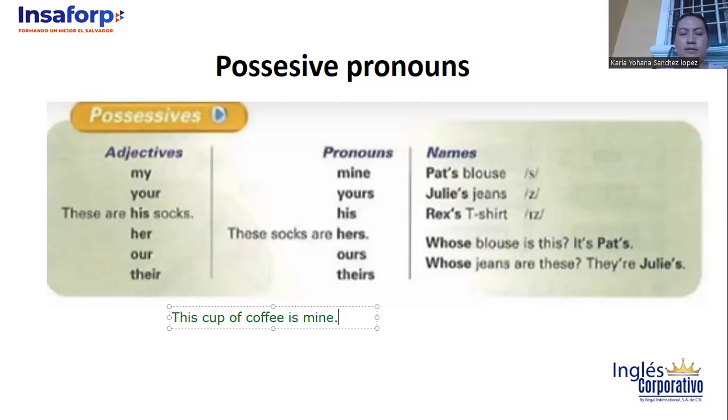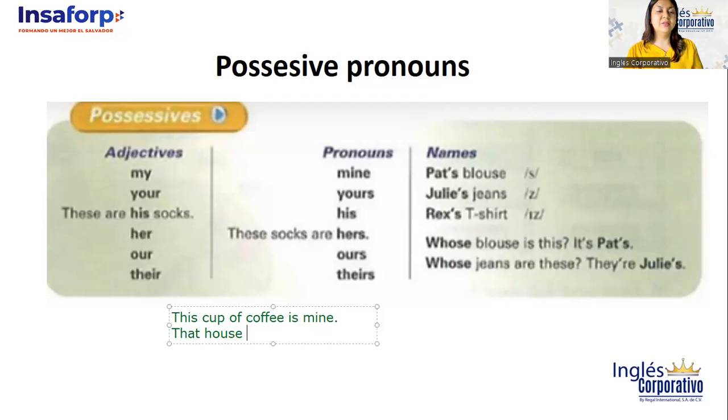Mine. Vale. Ahora sí yo digo, that house, esa casa. ¿Luego qué va? That house is yours. Esa casa es tuya. That house is yours. Y si digo estos libros, these books, ¿qué diría después?